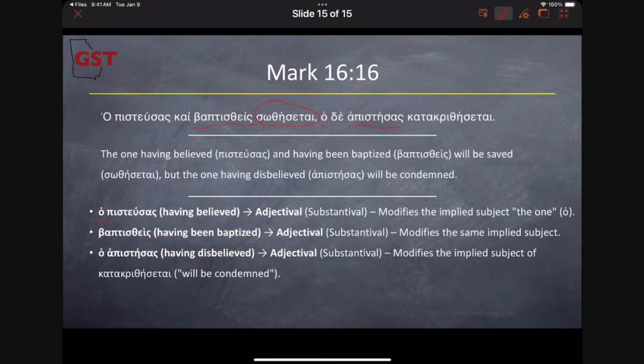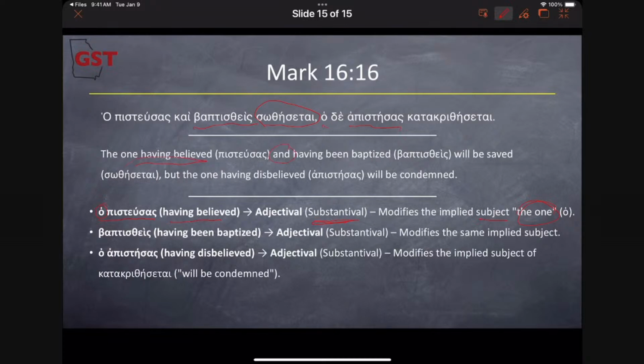All right, I won't rush. Apistesas, having believed, has an article with it. It is functioning adjectivally. What noun is it modifying? Well, there is nothing to modify, so it functions as a substantive. It stands in place of the subject. It is the one who had believed, or having believed, right?